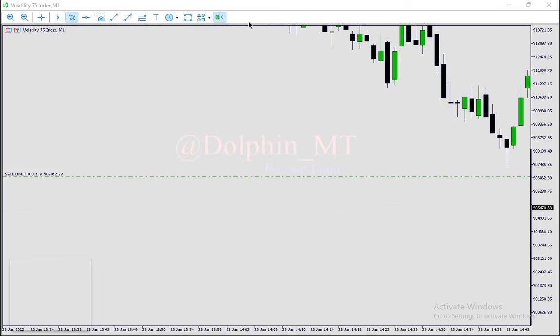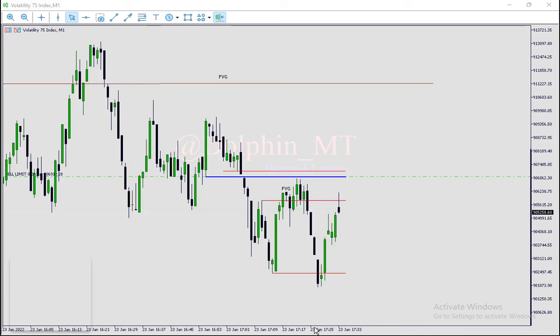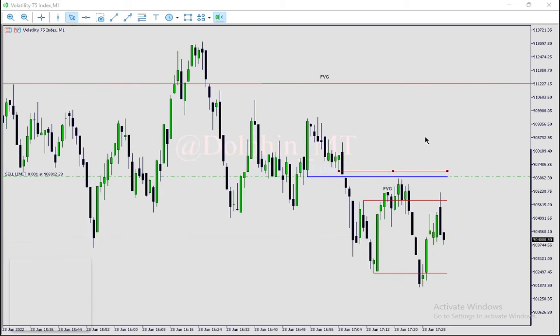Now on a 1 minute chart, we can see it's breaking market structure here. This swing low was broken, and now price is reversing to the upside. And now on the 5 minute chart, fair value gap. So we don't care if it will or will not come back here, since we shouldn't fear missing this trade.